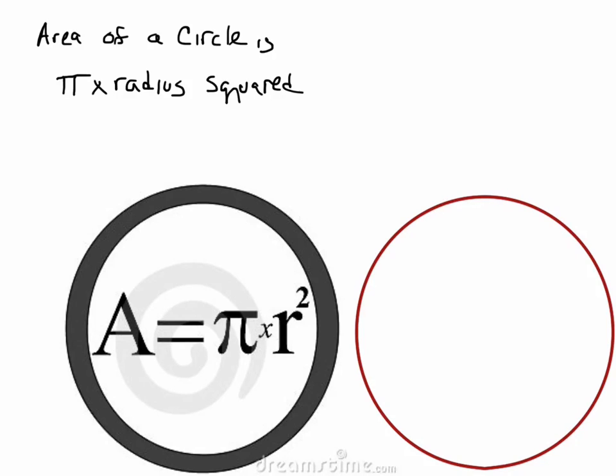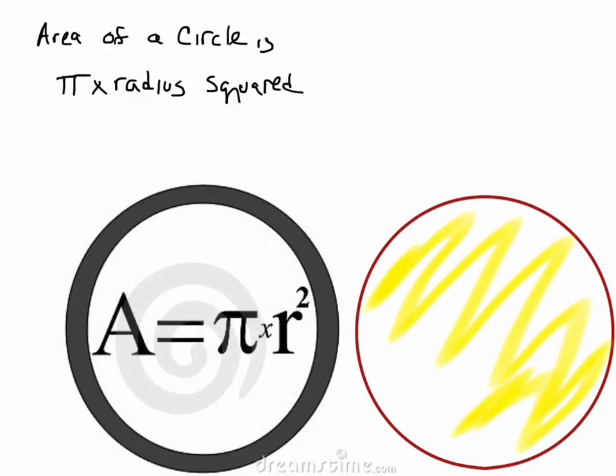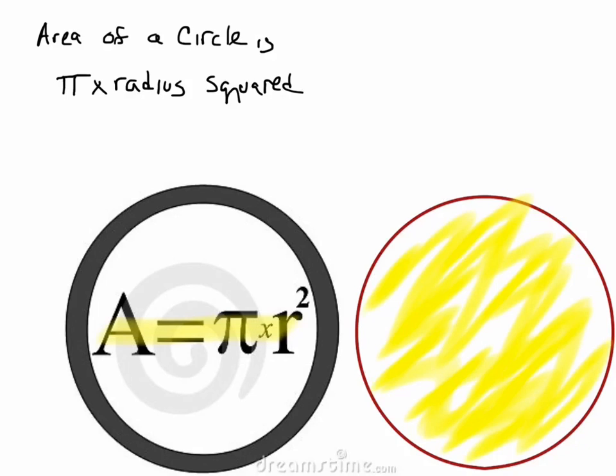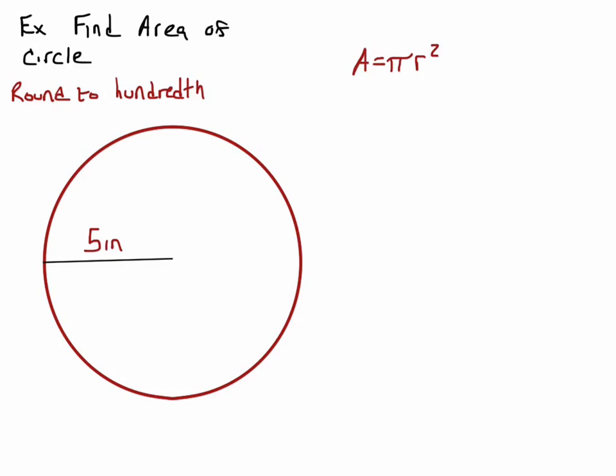So area. What is area? Area is the area inside. How much can we put inside of it? And the formula is this. Area equals pi times r squared. Pi r squared. And r equals our radius. And pi equals 3.14, approximately.